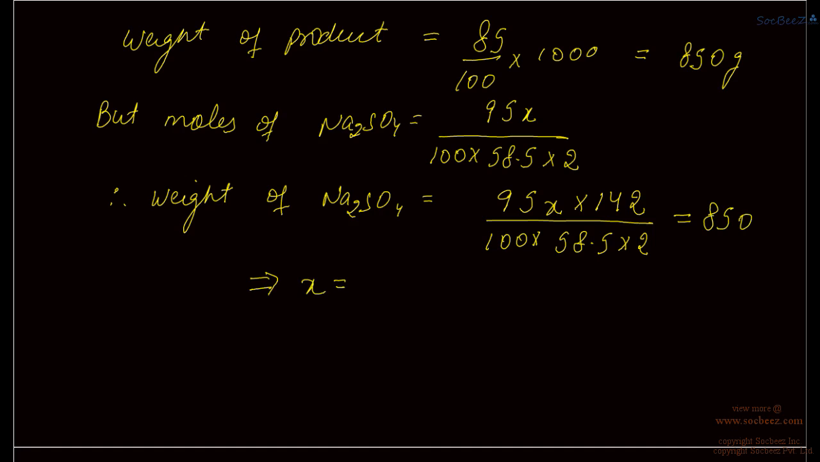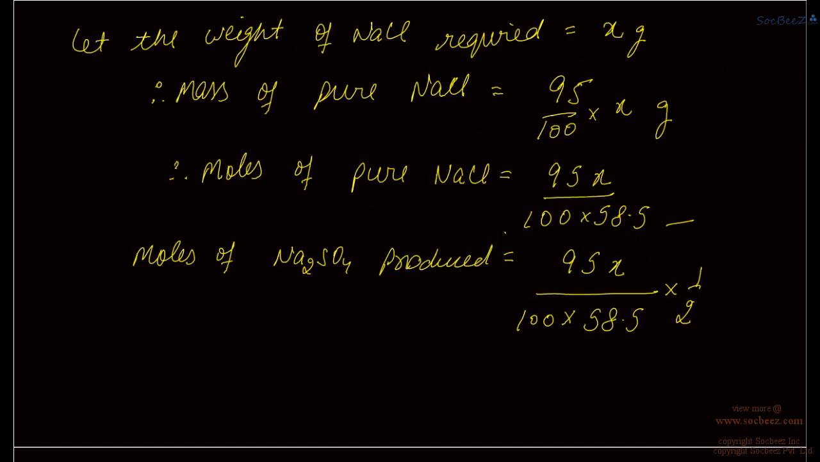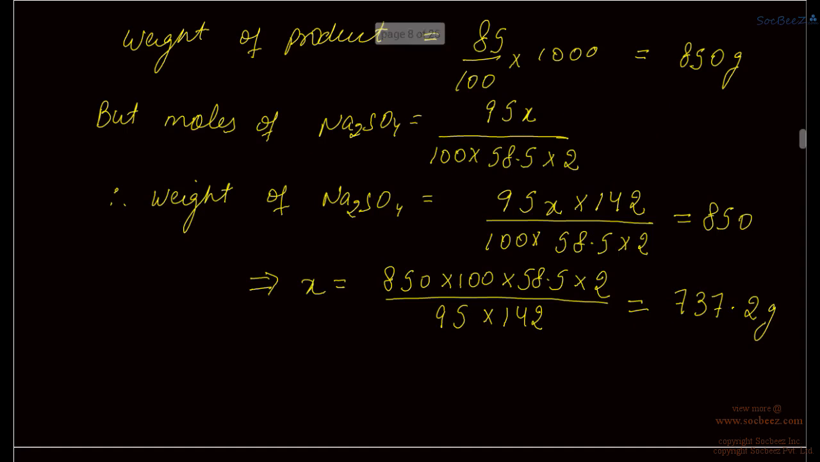Now, from here, we get the value of x as 850 into 100 into 58.5 into 2 divided by 95 into 142. So this is the value of x that is required for this reaction to go on according to the given conditions. The value of x comes out to be 737.2 gram. So this is what we wanted, and hence we can say that 737.2 gram of impure NaCl gives us 1 kilogram of impure Na2SO4. So this question has been solved.